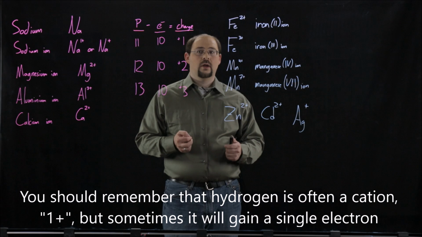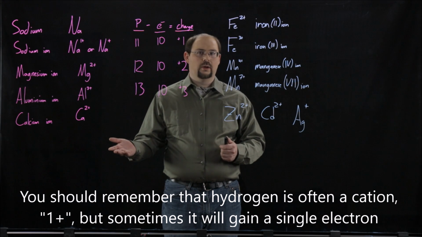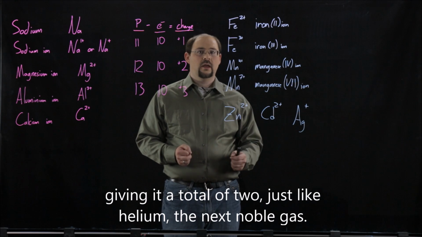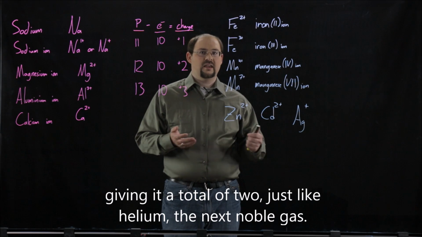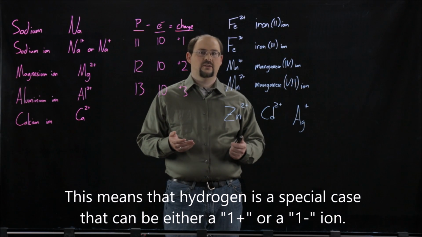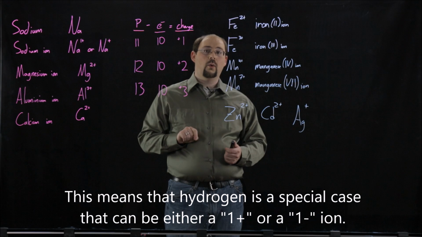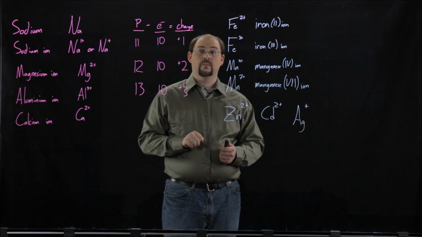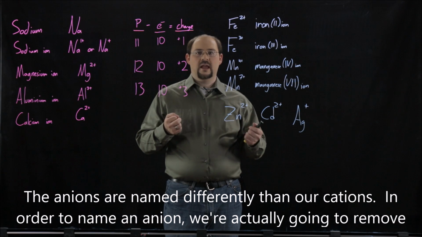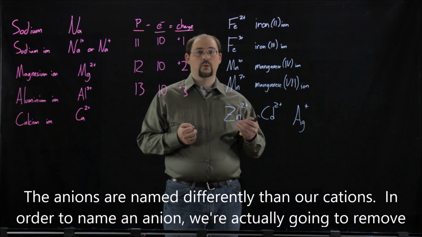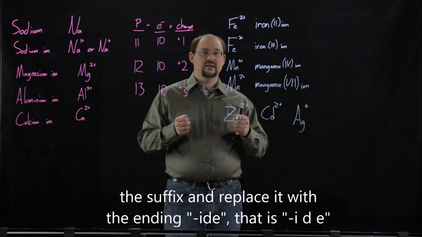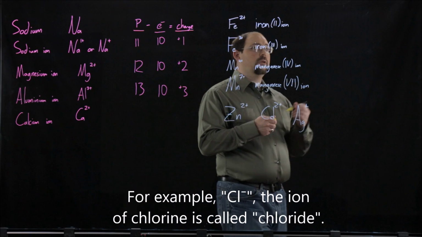Even though hydrogen is a nonmetal, it only rarely forms anions. You should remember that hydrogen is often a cation, 1+, but sometimes it will gain a single electron, giving it a total of 2, just like helium, its next noble gas. This means that hydrogen is a special case that can be either 1+ or 1- ions. The anions are named differently than our cations. In order to name an anion, we're actually going to remove the suffix and replace it with the ending "ide," that is IDE.